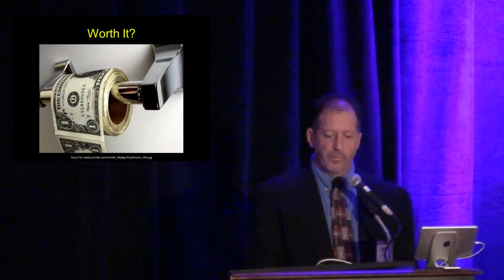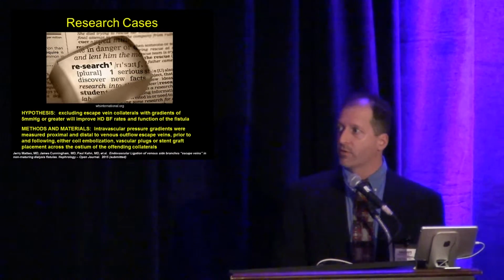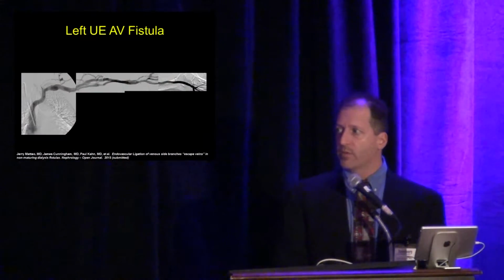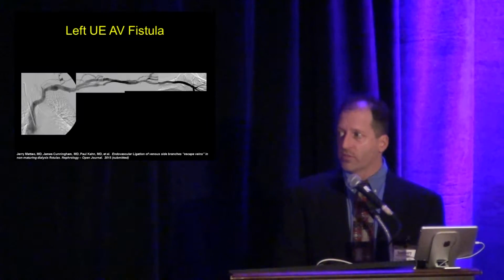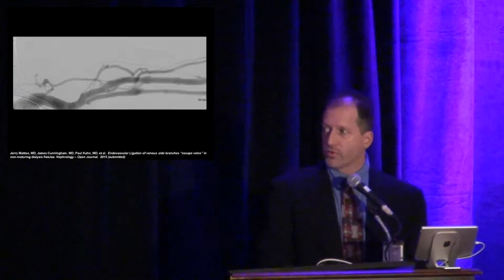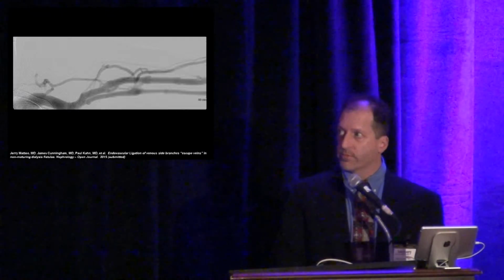So we put together a research project, and the hypothesis is that excluding these escape vein collaterals with gradients of greater than 5 will improve hemodialysis blood flow rates and function of the fistula. And the way we did this was we took intravascular pressure gradients proximal and distal to the venous outflow escape veins, prior to and following either coil embolization, vascular plugs or stent grafts across the offending collaterals.